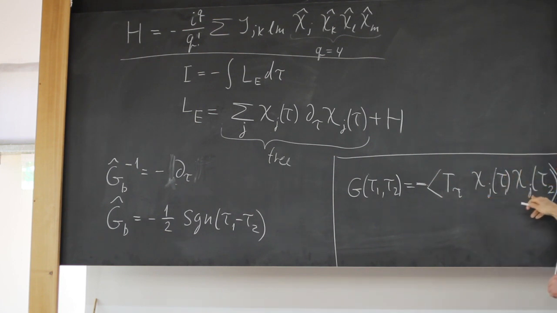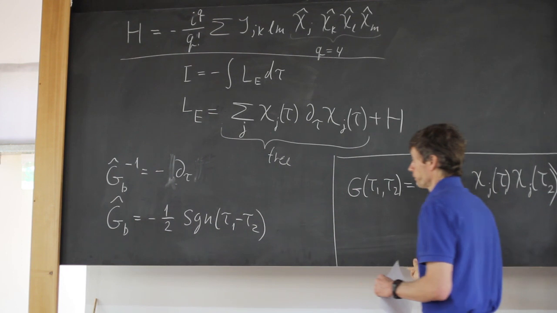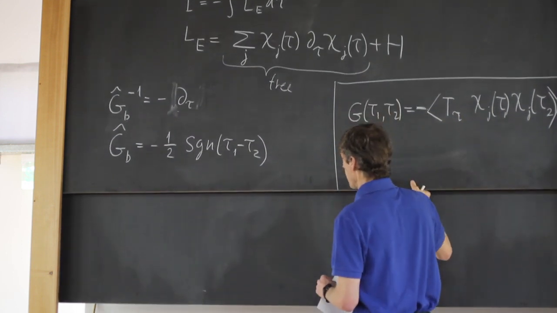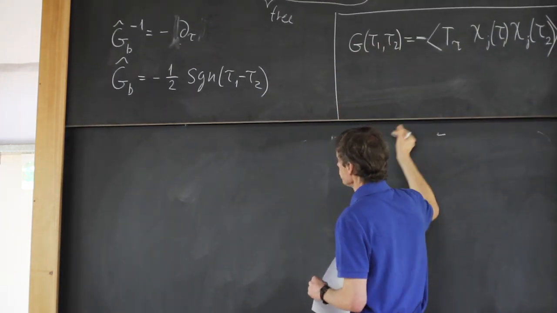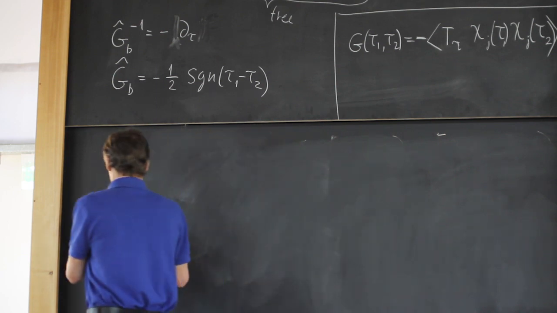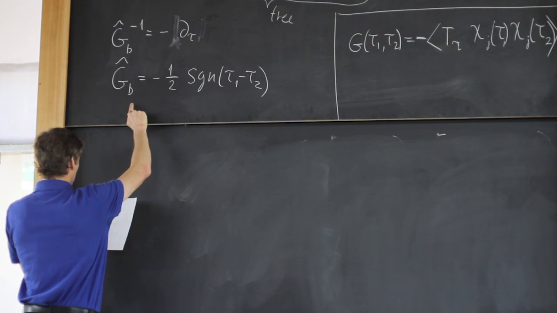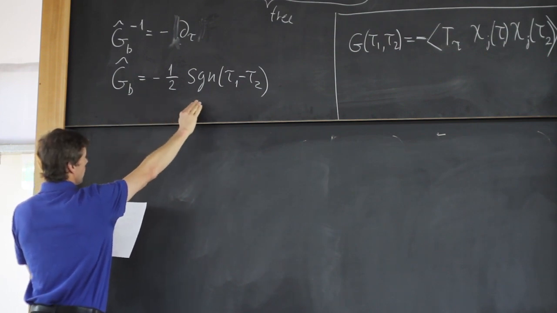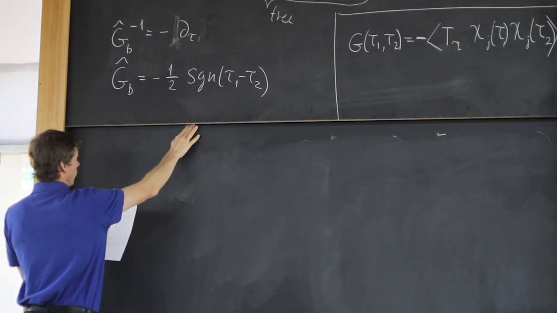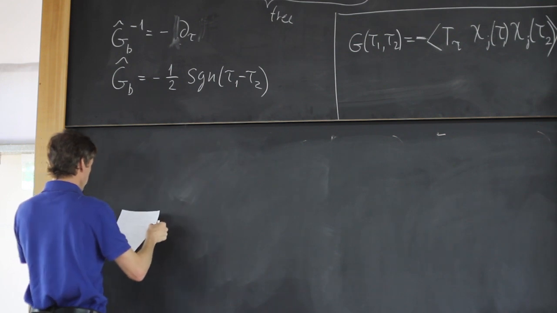We do not sum over j. If we want to sum over j, we should put a 1 over n factor in front. Then, starting from this, we will compute Feynman diagrams. But there is one point.